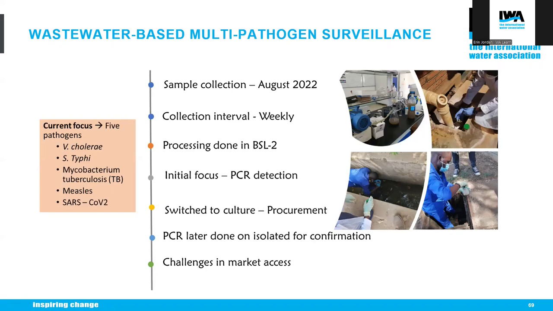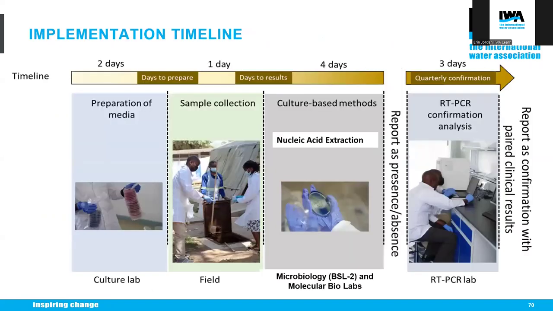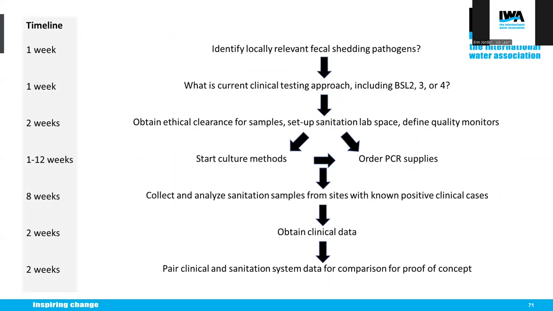Initially, we had planned that we'd do our detection using PCR. But unfortunately, due to the delays we experienced procuring reagents, we had to immediately switch to culture-based methods. For the culture-based methods, we only targeted Vibrio cholerae as well as Salmonella typhi. We couldn't do the TB because it required a BSL-3, so that was a limitation we could not proceed with. After doing the culture and the biochemical tests, we ultimately received the PCR reagents, and we were able to confirm those isolates using PCR at some stage.